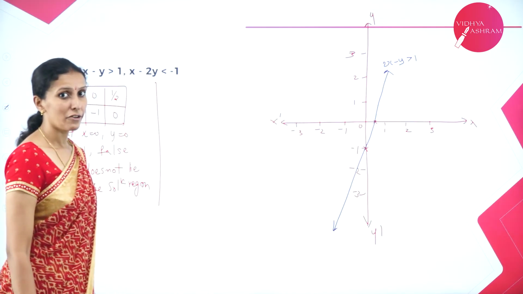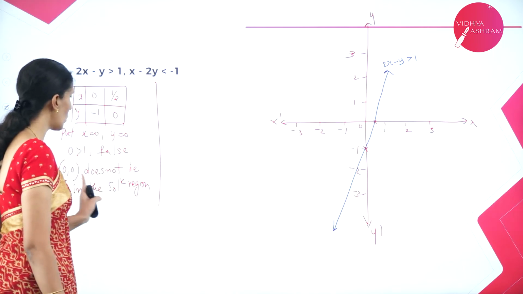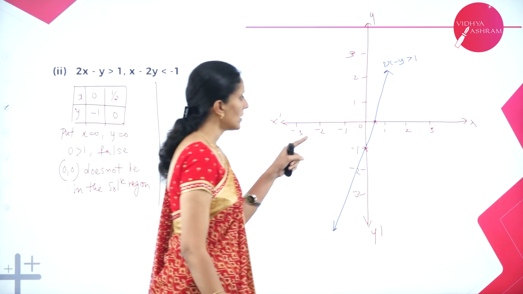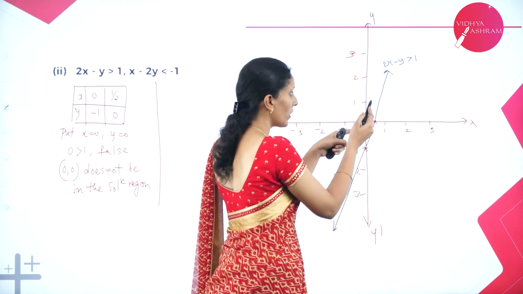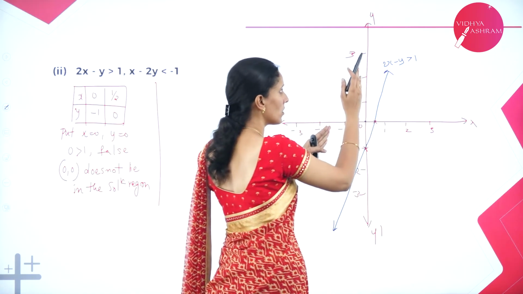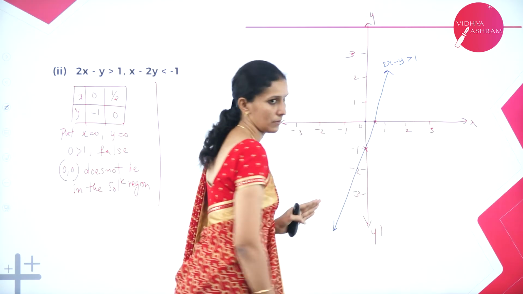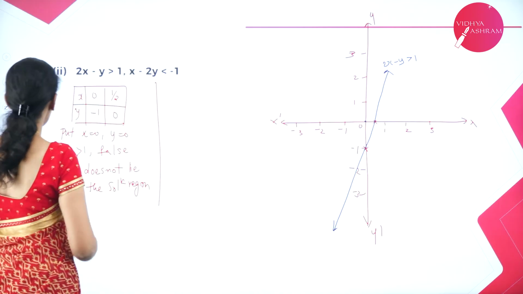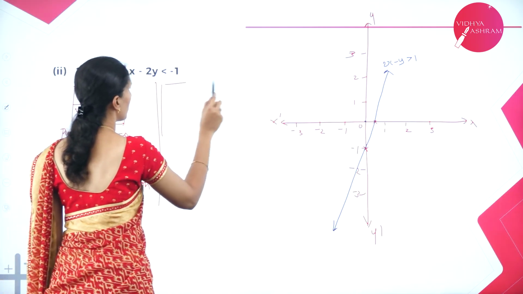Now, where does the solution region lie? Clearly, we have got that 0, 0 does not lie in the solution region. 0, 0 is here, so we cannot shade this region. So the solution region lies here. Now, let us see the second equation. Solve it.